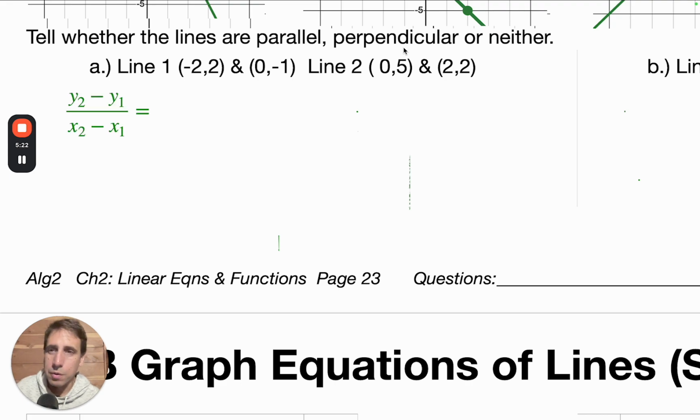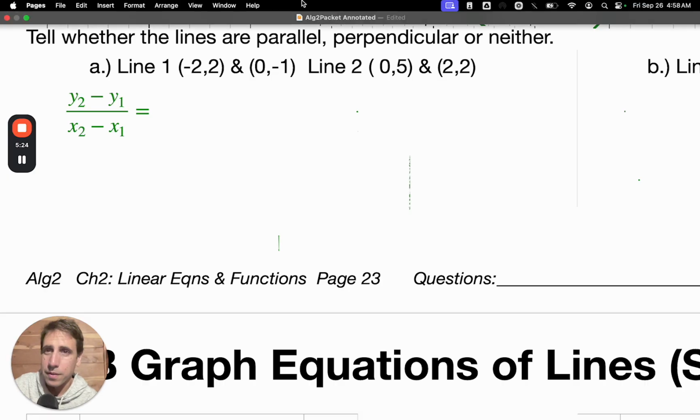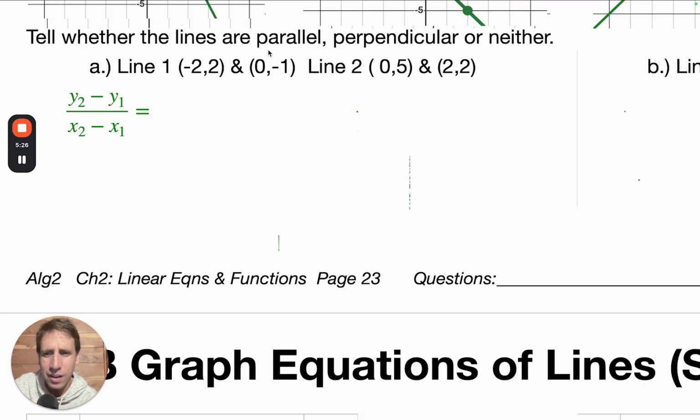I don't know, but what I've got to do is write out my formula. And honestly, I should be labeling this as well: x1, y1, x2, y2. I think that would help a lot, but I'm not sure why I didn't do that. So looking at this, y2 is going to be -1. y1 is going to be +2. So that's -1 minus +2. 0 minus -2. 0 is x2, -2 is x1. So we've got 0 minus -2.